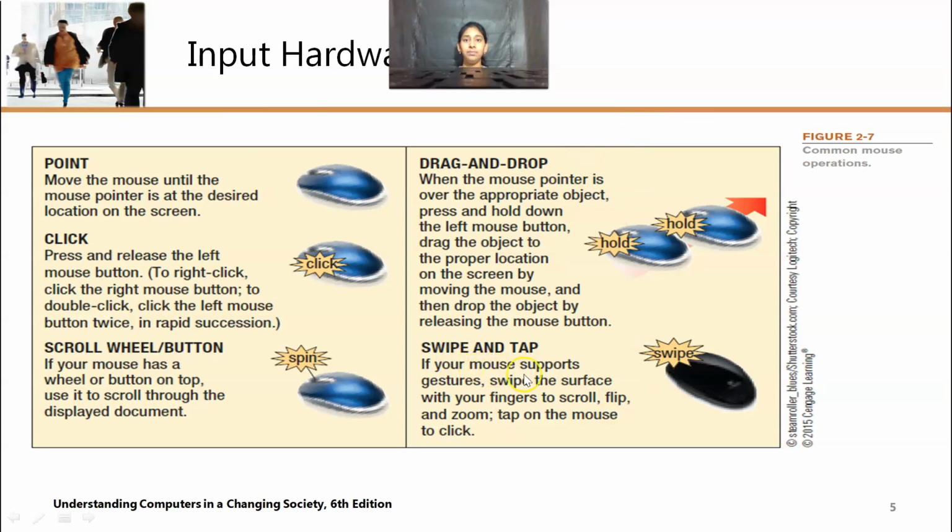And we have swipe and tap. This is used with touch mice where you can swipe the surface of the mouse, so it detects your finger. So you can swipe the surface with your fingers to scroll, flip and zoom. It is possible with touch mice.